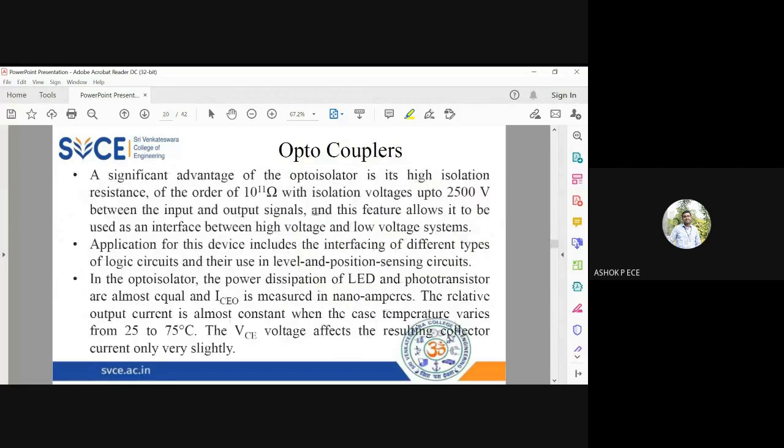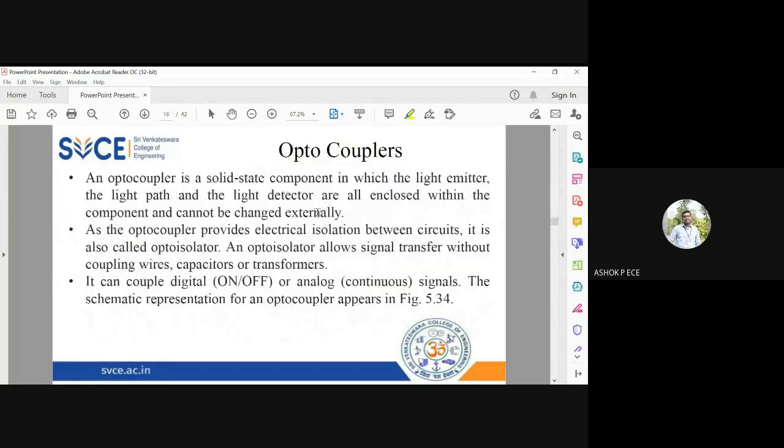So next one is optocouplers. Optocoupler is a very important device. It is a device in which the light emitter, the light path, and light detector are all enclosed within the component and cannot be changed externally. So it is going to be an isolation.